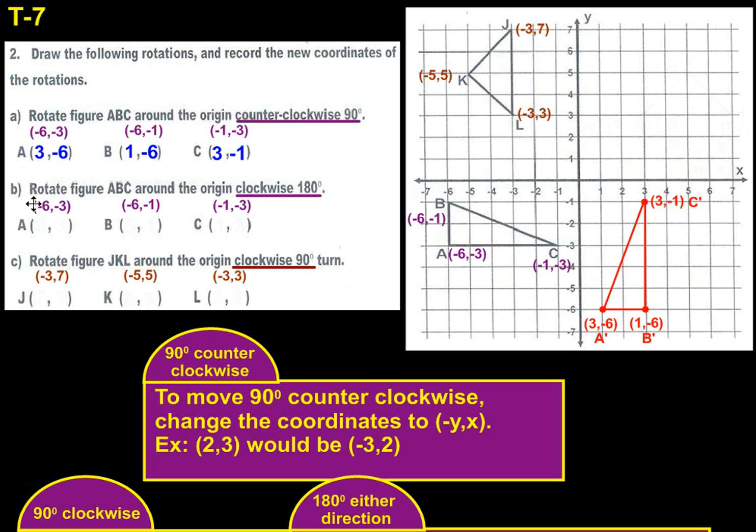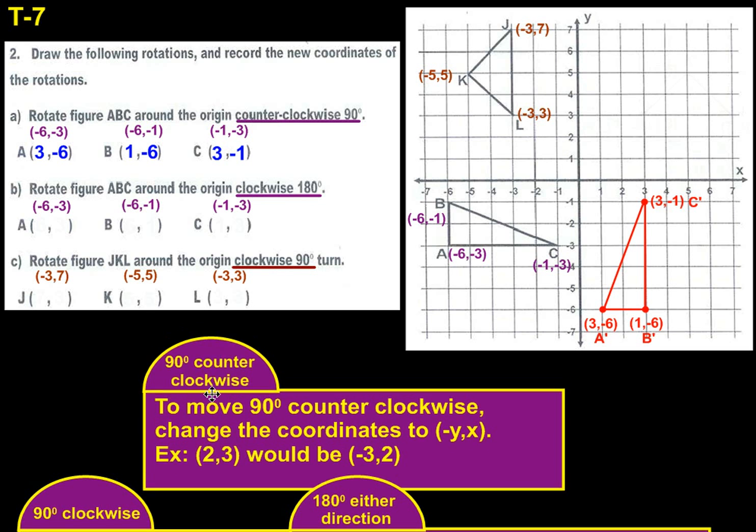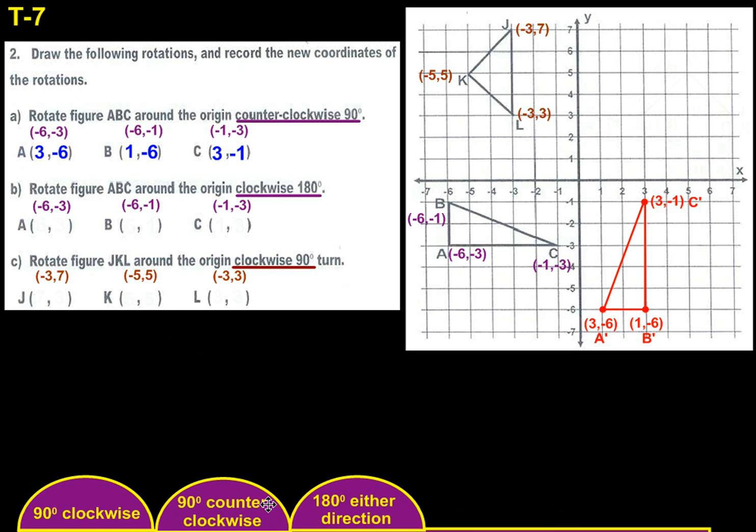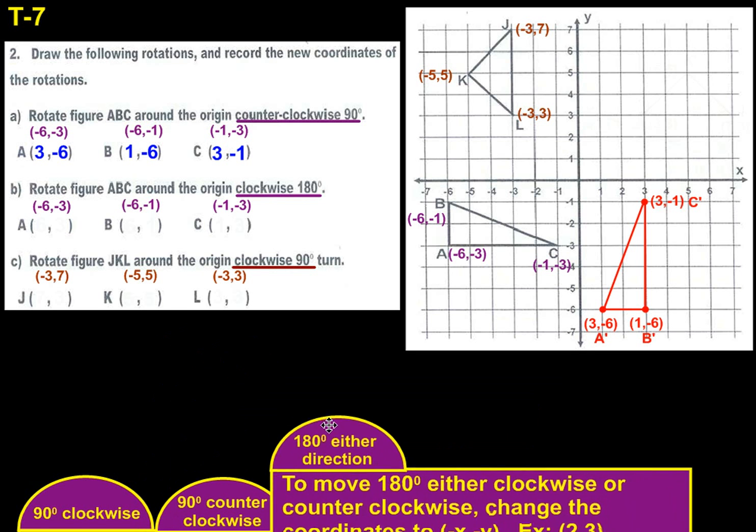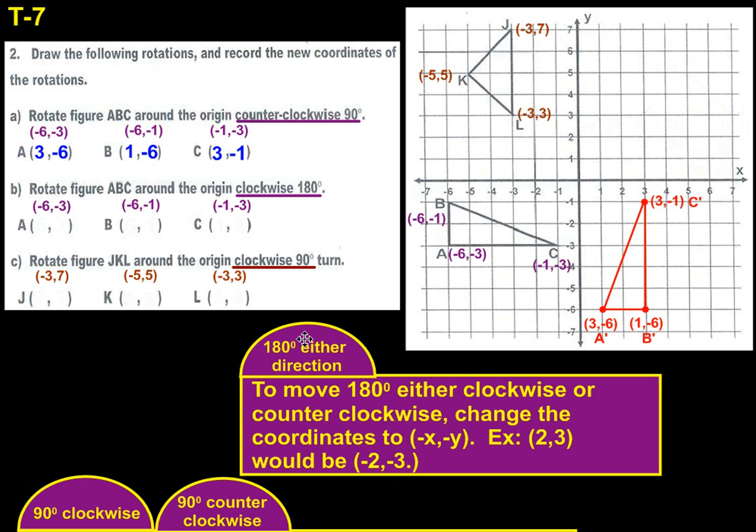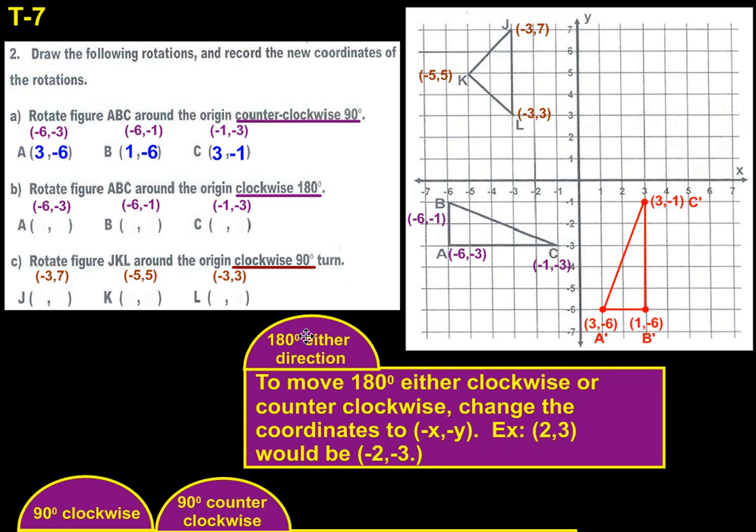Okay, let's take a look at B. We're still using figure ABC, but this time we're going around the origin clockwise 180 degrees. Well, 180 degrees, regardless of the direction, whether it's clockwise or counterclockwise, is simply going to take both coordinates and make them negative. And if one of the coordinates is already negative, then that's going to become positive because the two negatives will become a positive. So if you had 2, 3, you would have negative 2, negative 3.